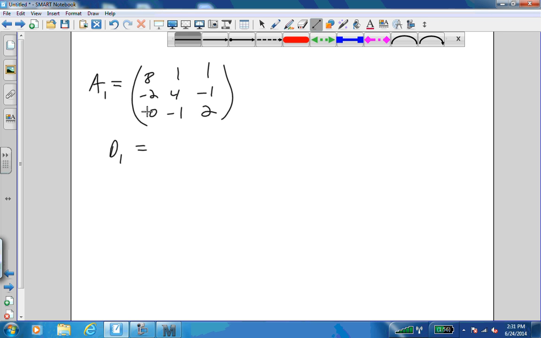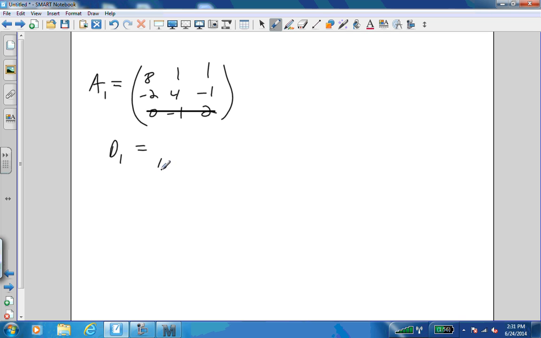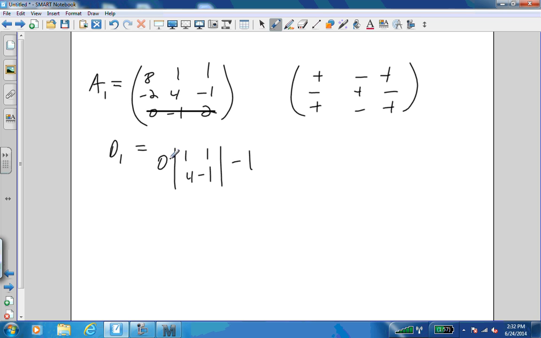So if we expand this way, it's 0 times, cross out row and column, then it's negative 1, except keep in mind this is positive, negative, positive. Row 2, column 1 is odd, so negative, positive, negative. Row 3, column 1, 3 and 1 is even, so positive, negative, positive. So for this one, we use the sign. This one, we use the opposite. So the opposite of negative 1 is positive 1.